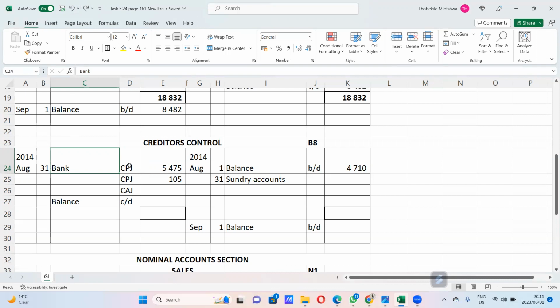So that's how this one works. And then what else would be in the CPJ? Just like in the debtors control, also in the CPJ is when they give us a discount. So what is the name of the discount? The discount that we give them is called discount allowed. We allow them. And the discount that we are given is discount received, because we received it. So this one will definitely be discount received. Those are the two things that you will get in the CPJ.